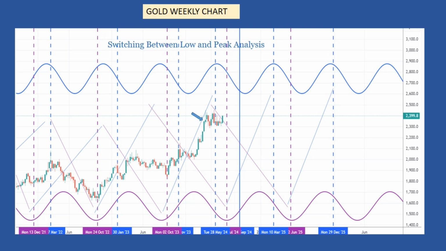When you see this pattern, it's a sign the market is strong, and the most important one is that it is very difficult to identify the cycle lows, because the gold market is excessively bullish. Then switching to the peak analysis can solve the issue.